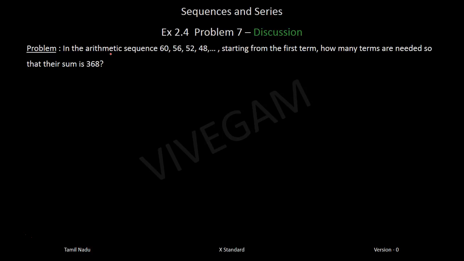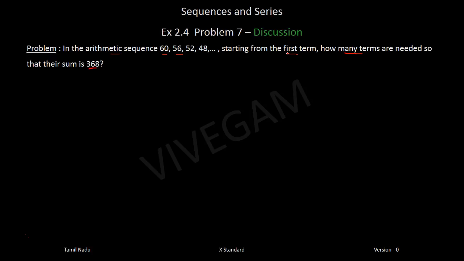It's an arithmetic sequence. A is 60, that is T1, T2 is 56. Okay, the remaining is not required because they've already told you it's an arithmetic sequence. And their sum is 368, Sn is 368, and we are asked to calculate how many terms. That is, we are asked to calculate n, and the key point is starting from the first term. So all our formulas are applicable.